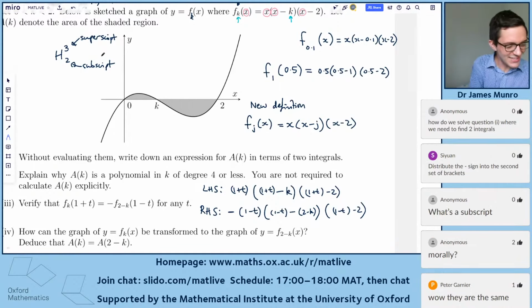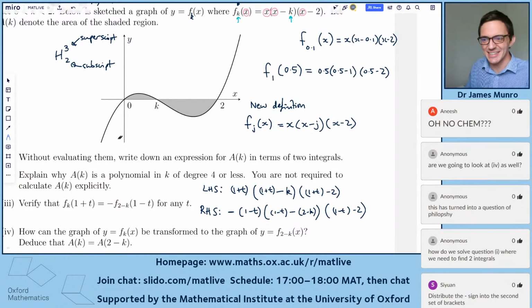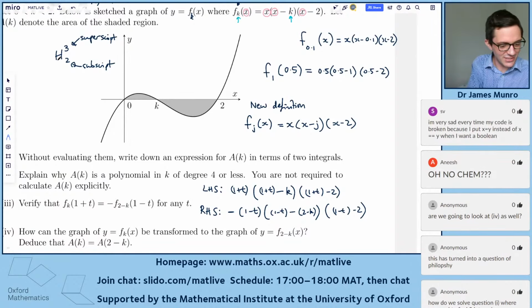Oh no, chemistry. Yeah, it's about typesetting. Don't worry, it's about typesetting. It's not chemistry. This is some number that's being cubed, it's H2 that's being cubed. Don't worry about it. It's not chemistry. Right. Good. And in some languages, there's a difference between equals and equals equals. This is like scare the mathematicians.